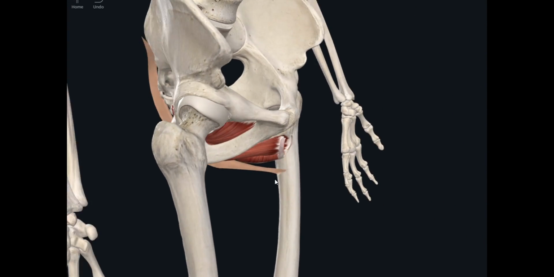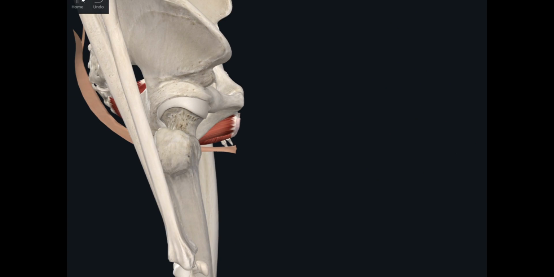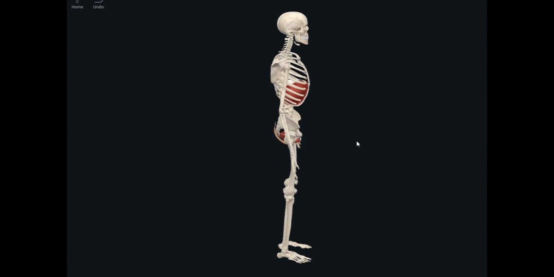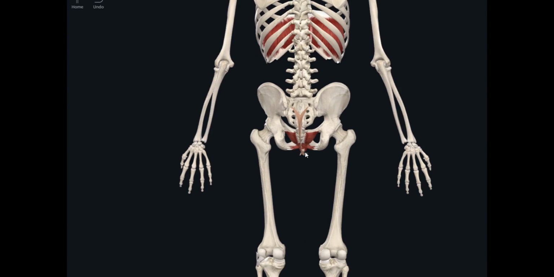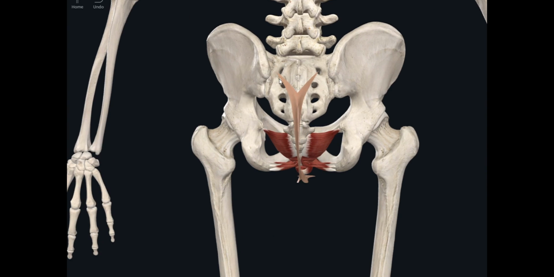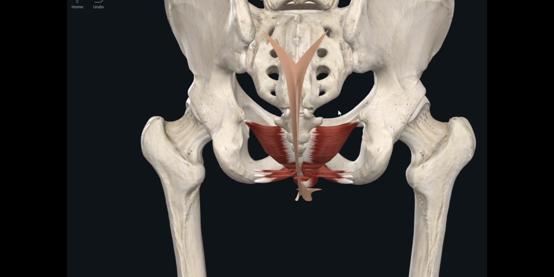Then let us go on to the posterior aspect. So posteriorly, as we can see, okay, that's the posterior aspect. And we have the sacrum, the coccyx, and then we have the sacrotuberous ligaments right there.